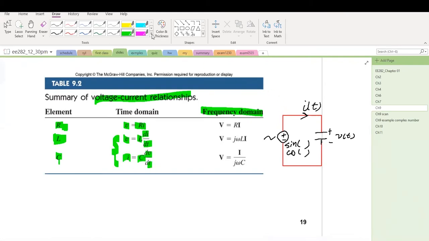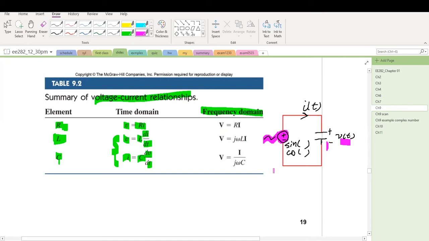For example, let's look at this simple circuit. I have a capacitor here. The voltage is V of t, and the current is I of t. The voltage source is AC. AC is in the format of sinusoid, either sine omega t plus phi or cosine omega t plus phi. If other formats of AC, the concept of a phasor does not apply.